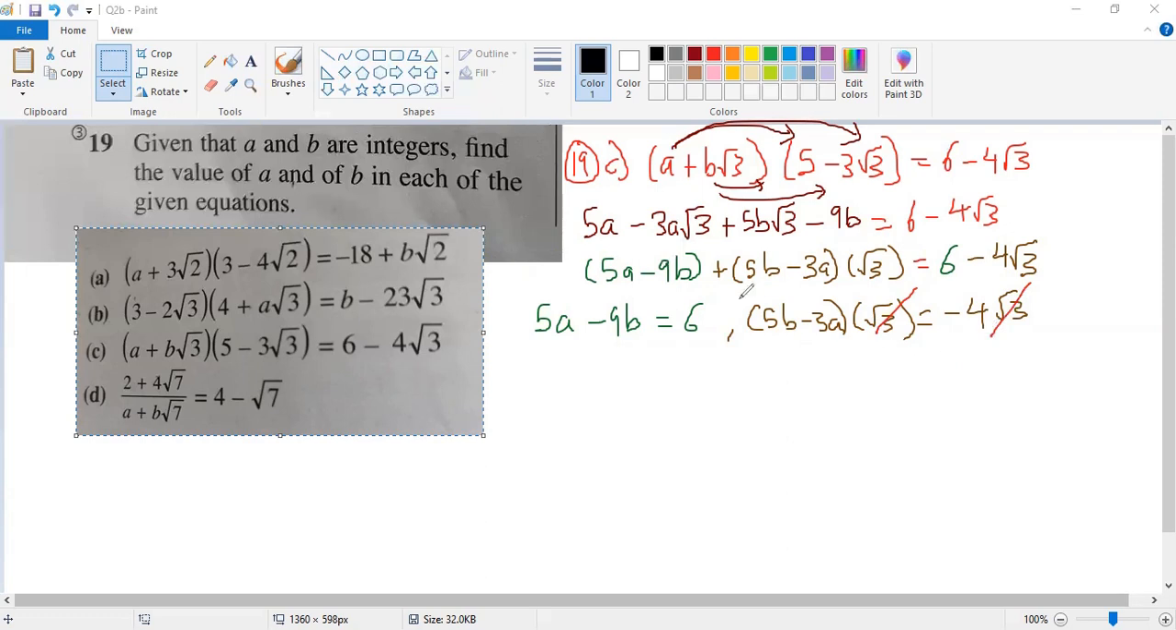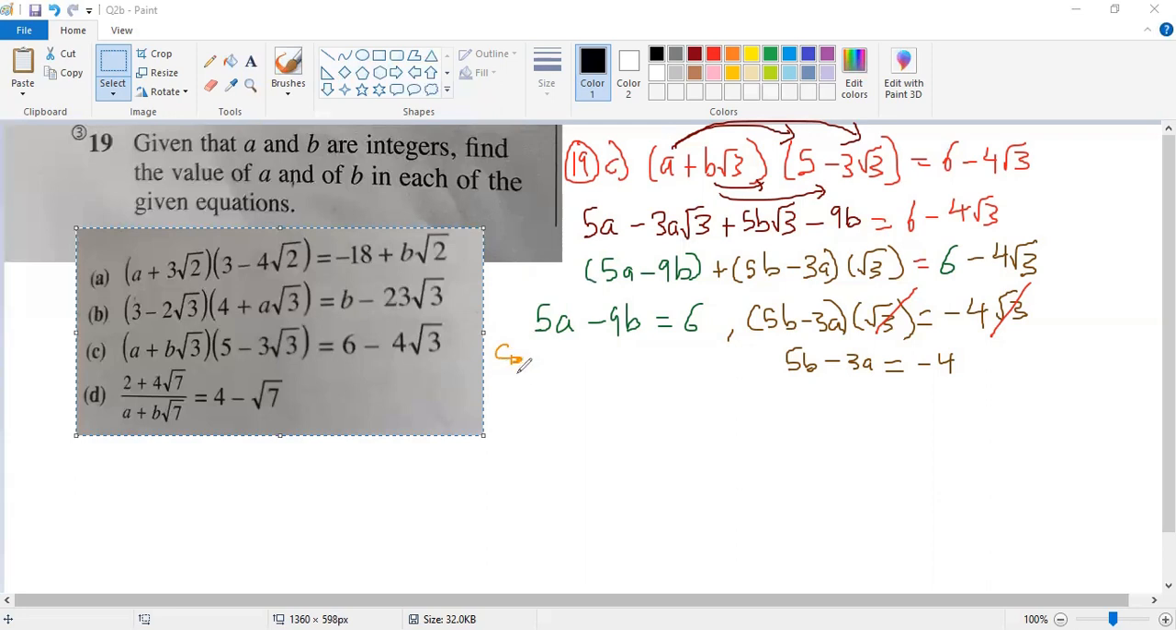And then we can write the next step here. 5b minus 3a is equal to negative 4. Okay, this is a simultaneous equation. So you see how it relates to an earlier topic. So looking at the a and b, neither looks easy to directly make the same.